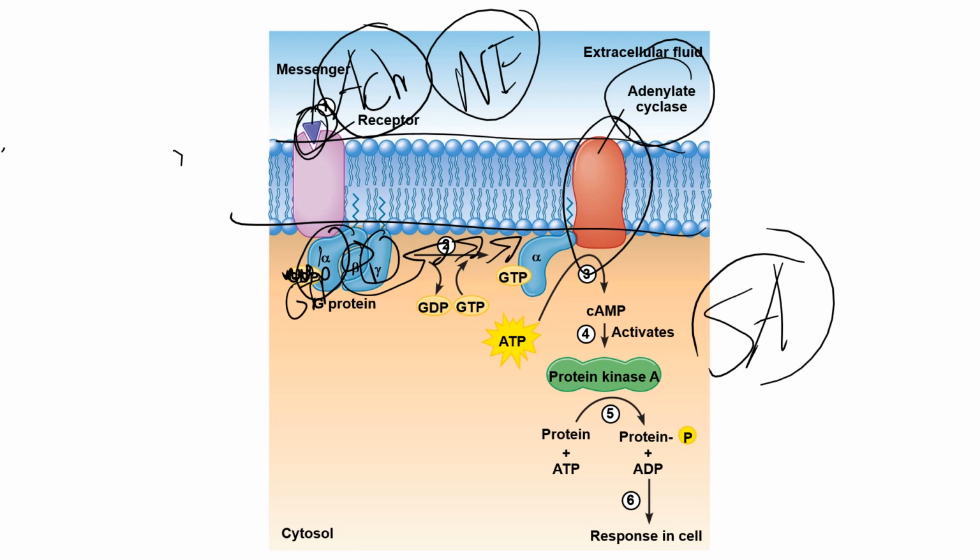And when the alpha subunit binds to adenylate cyclase, this enzyme, which is actually another integral protein, a transmembrane protein that exists in the plasma membrane but is an enzyme, it will activate adenylate cyclase. And then what will adenylate cyclase start to do? Adenylate cyclase is an enzyme. It'll start converting adenosine triphosphate, ATP, into cyclic AMP.